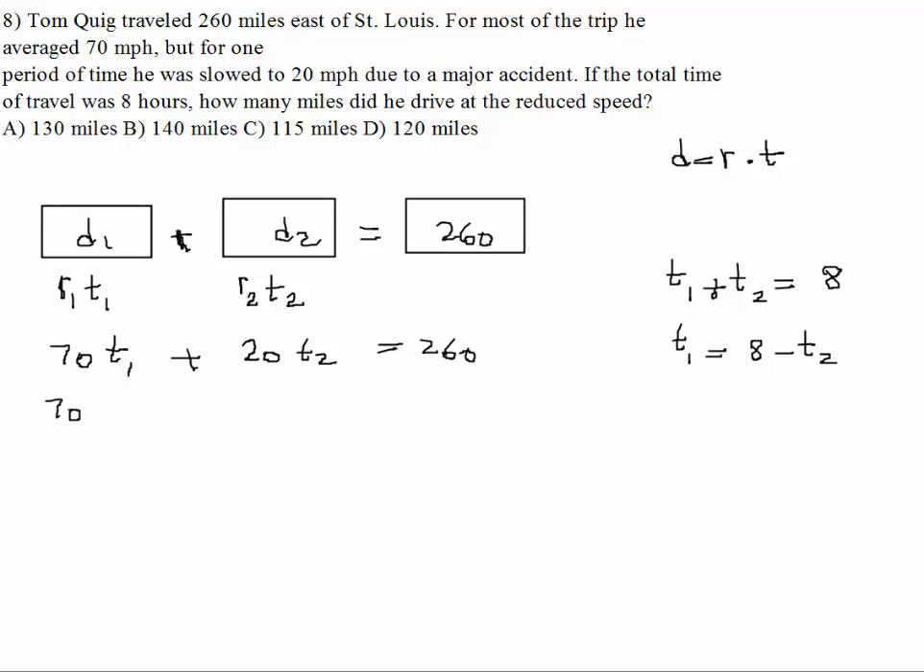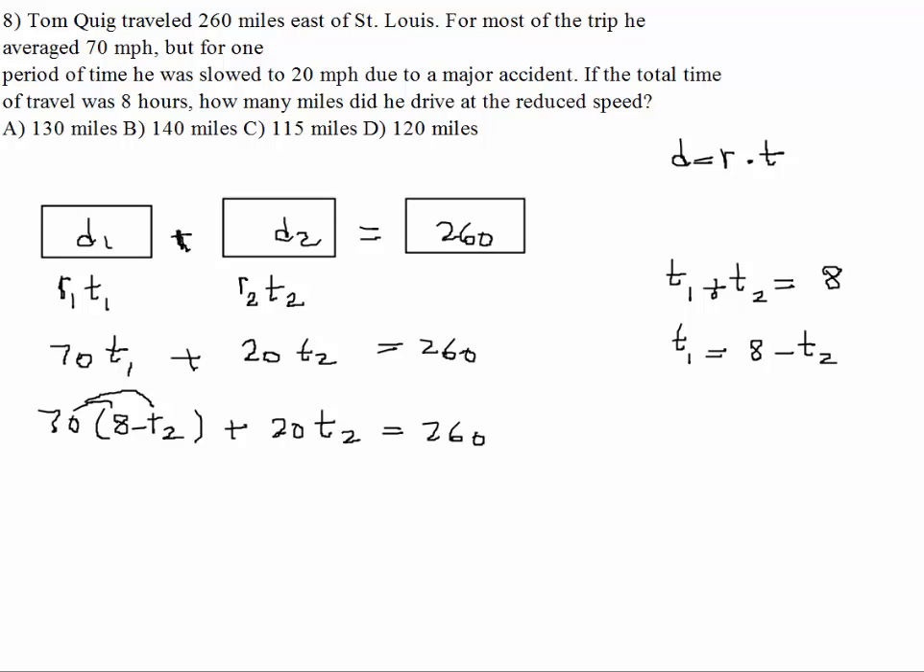I have 70 T1. For everywhere I see T1, well, let's erase that part. Do it right. 70 times T1, we already solved that. We just say it's 8 minus T2. I'm writing everything in terms of one variable so I can solve for it. So if I solve this equation, I would get the time that we traveled at 20 miles per hour. Does that make sense? And that's easy to calculate here.